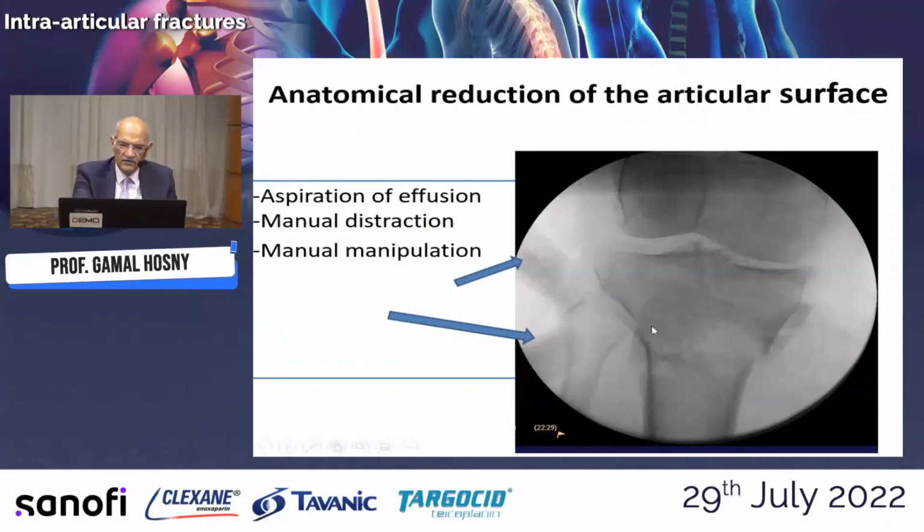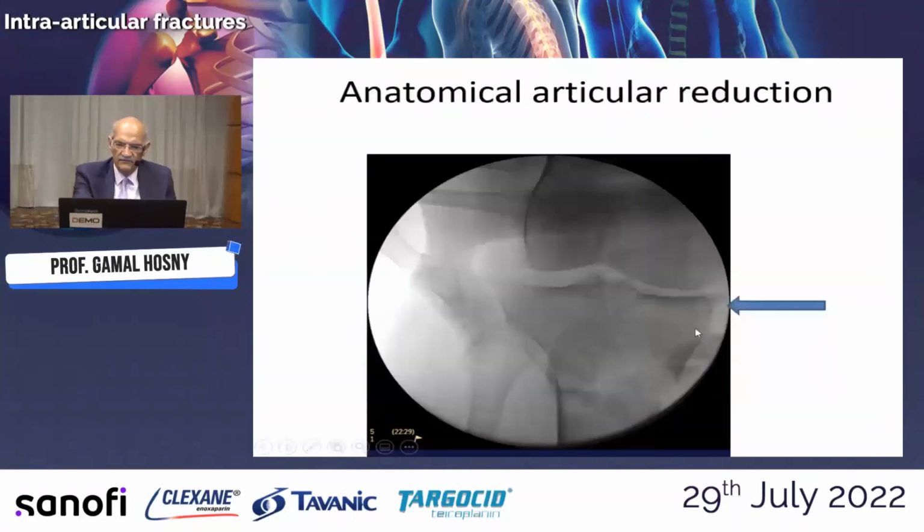You see my fingers because they do manual reduction. Look at the articular surface. With the manual reduction and aspiration and just manual distraction, we've got almost anatomic reduction of the articular surface. So the first step, we had anatomic reduction.